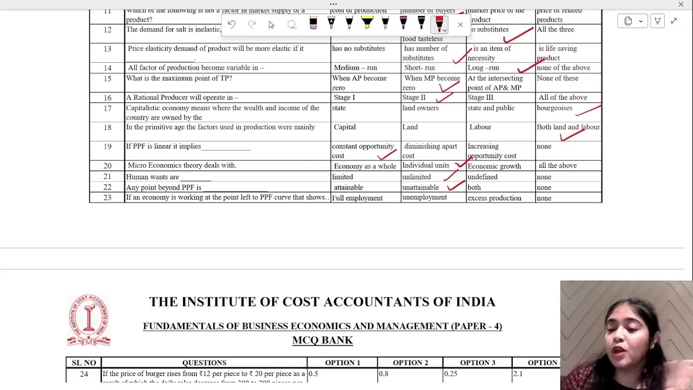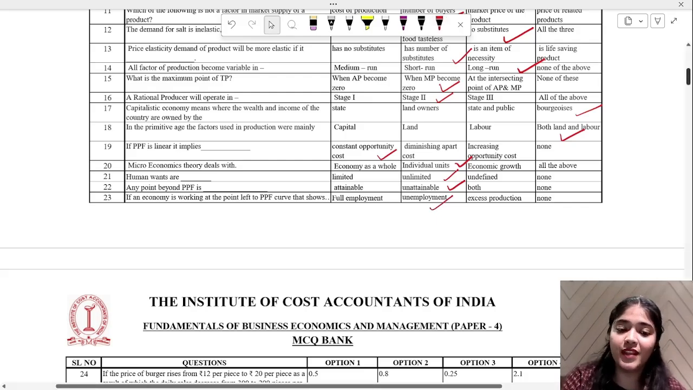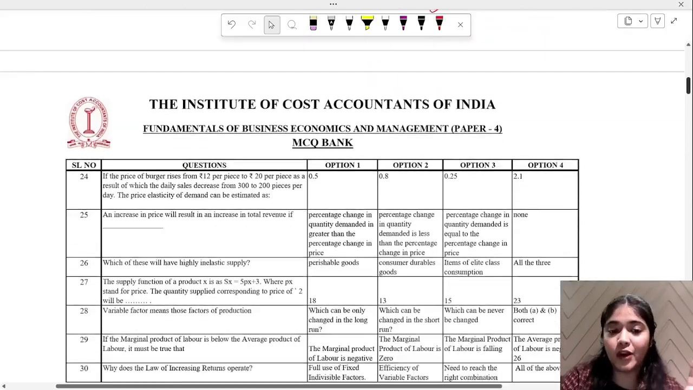Okay. If an economy is working at the point left to the PPF curve, that shows full employment, unemployment, excess production or none. Remember your PPF curve, point left. If the economy is working at the point left to the PPF, so it is going to be unemployment. Very good. Yeah. So that was around 23 questions that we covered.